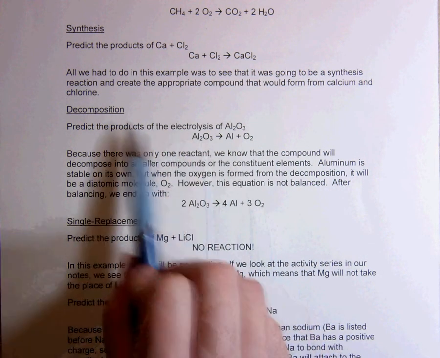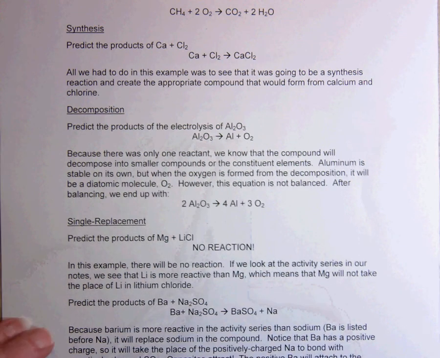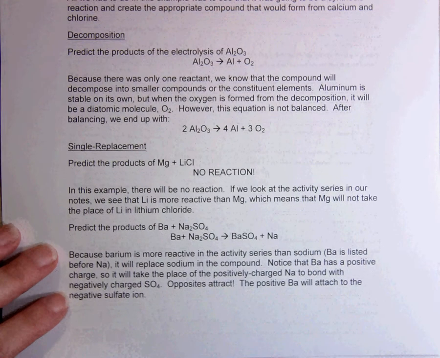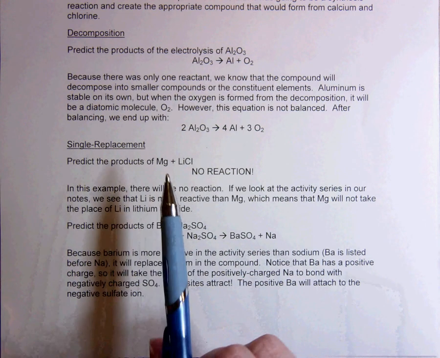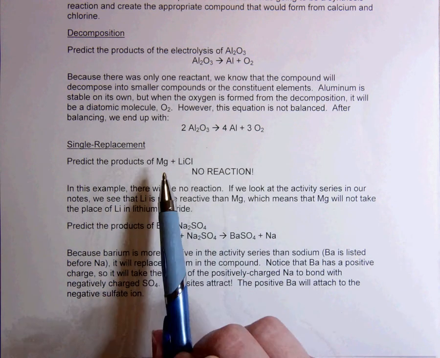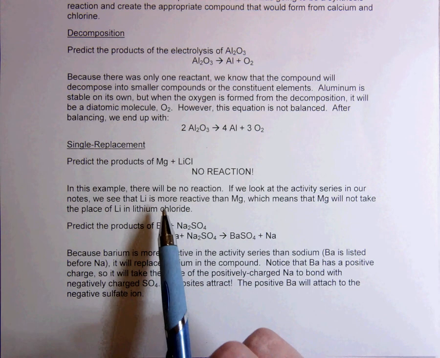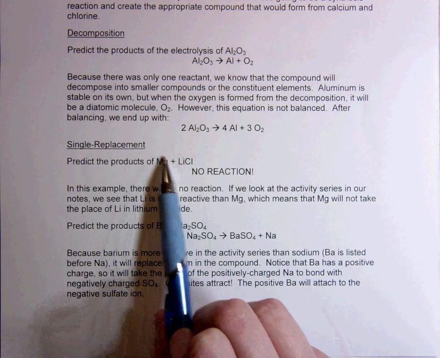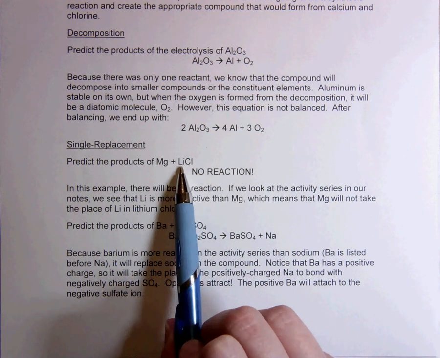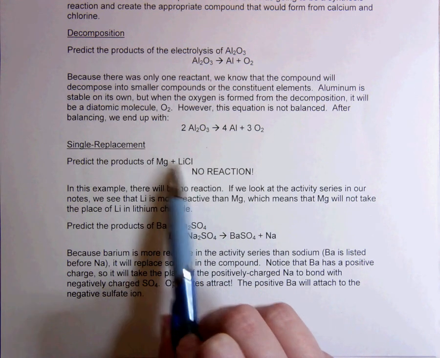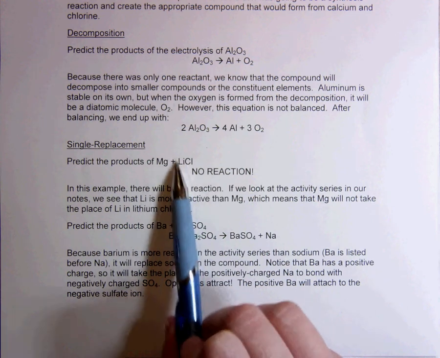So again, decomposition reaction, break up your parts to make the products. Now, a single replacement reaction, we just looked at on our activity series worksheet, and we already did some reactions like this, so you should be fairly familiar with these. You're going to go in and replace the single element with the part of the compound that it would replace. So Mg is a positive ion, so it's going to replace the positive Li ion.